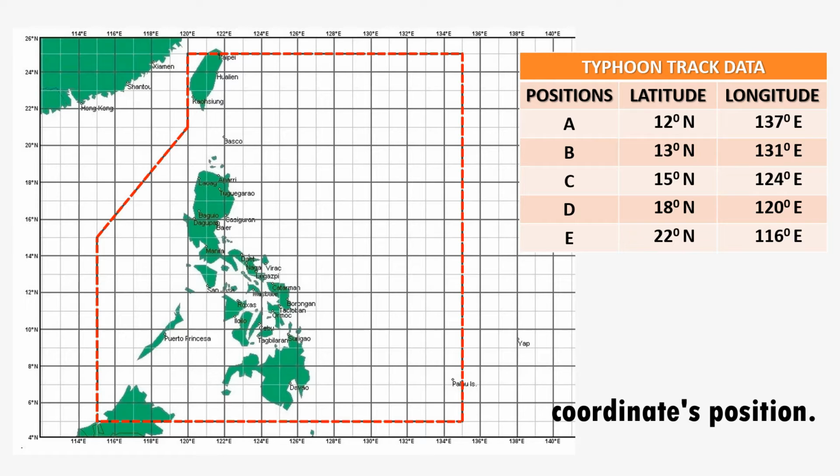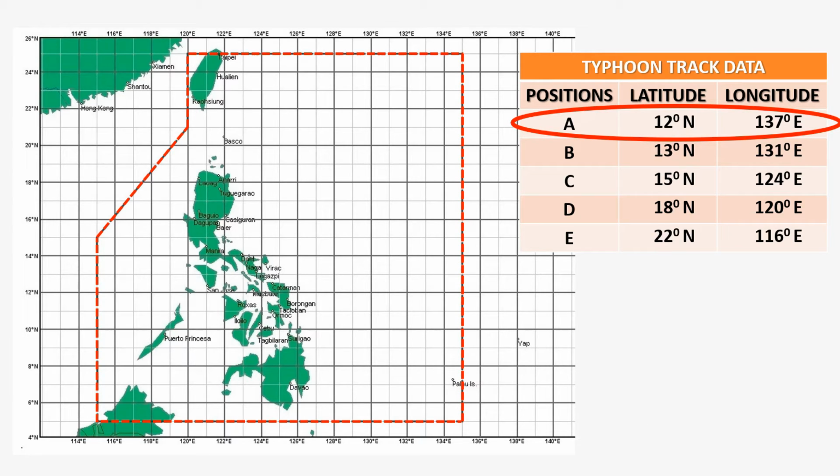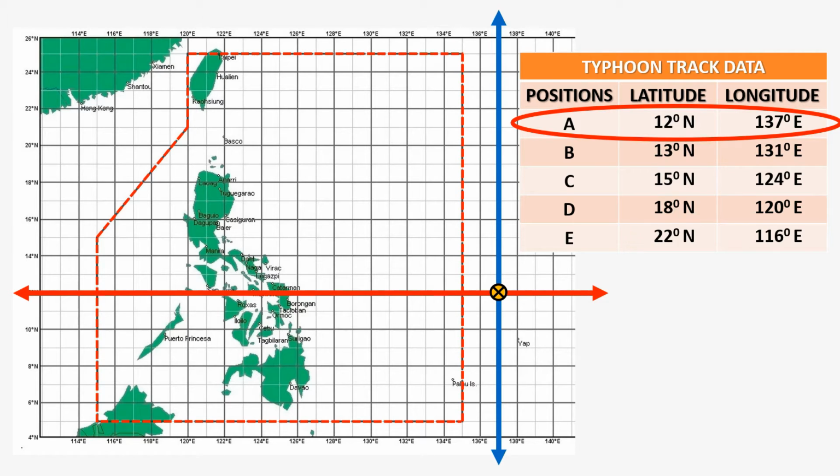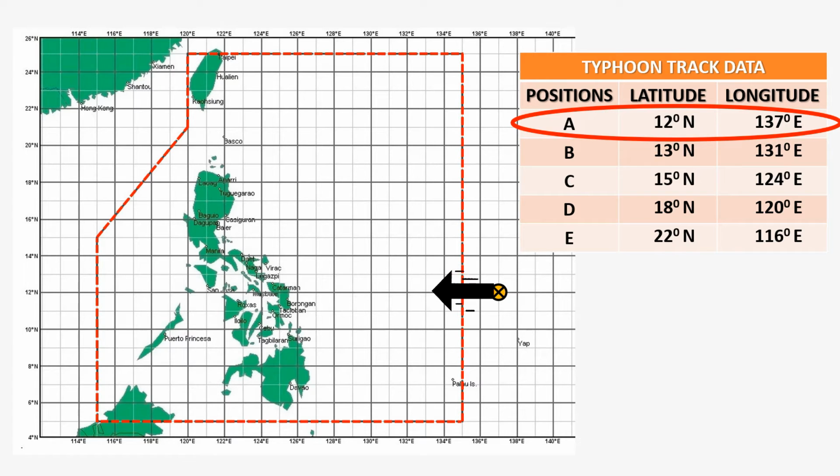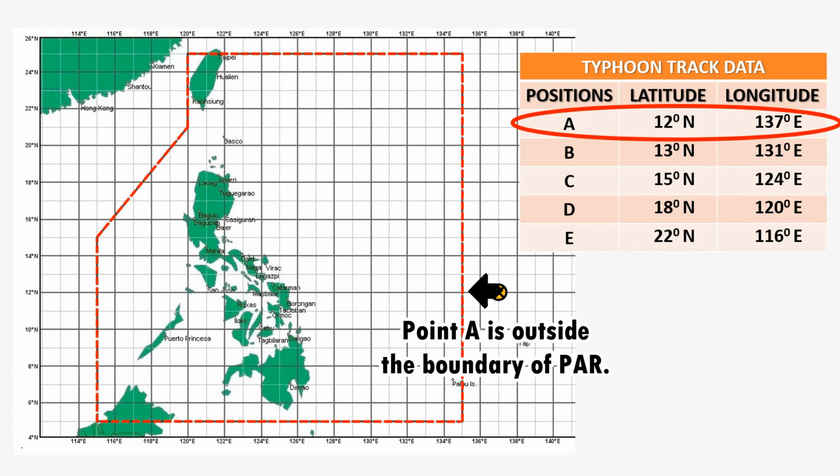So for point A, the coordinates are 12 degrees north and 137 degrees east. The intersection of these imaginary lines marks our position A. What have you observed on point A? As you observe, point A is outside the boundary of the Philippine area of responsibility. This means that the typhoon has only its international name and is yet to be labeled with its local name once it enters the boundary.